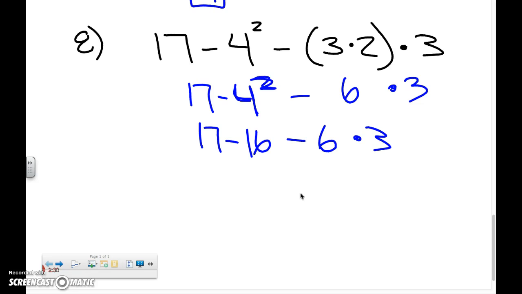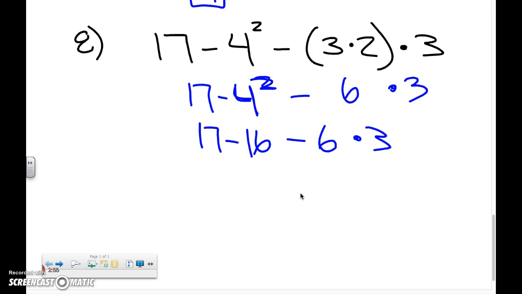Now what am I going to do? Now I've got 17 minus 16 minus 6 times 3. William? Multiplication, because there's no parentheses. Yep. There's no parentheses, there's no exponents. Is there multiplication? Okay, wait, if there's multiplication, do we need to check for division? Because they love each other, right? So is there any division? No. So we're good, we just do the multiplication, right?